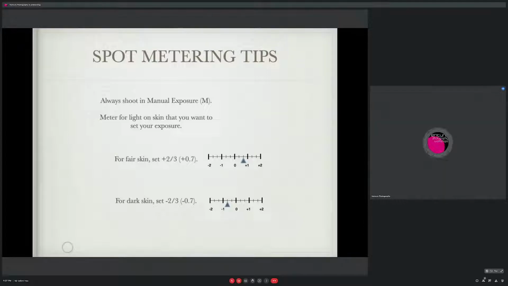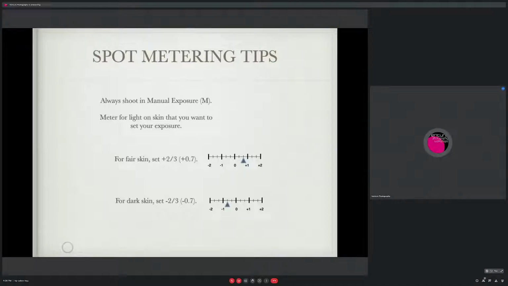For people with very fair skin, like Scandinavian type skin, non-tan, very pale, you want to set your exposure to about +2/3 or +0.7, depending on how your camera interprets that. For people with darker skin, like dark olive skin or darker than that, you set it to -2/3 or -0.7 in order to meter for that skin.